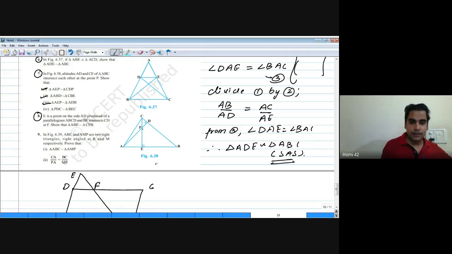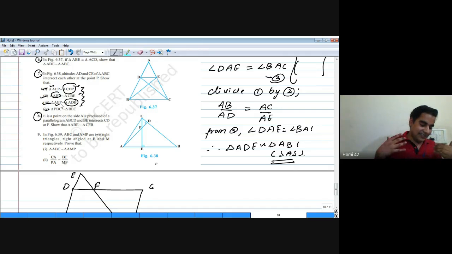PDC is BEC. So this can be proved using first three results. You can see PDC is similar to AEP. AEP is similar to ADB. ADB is similar to CEB. So this will be similar to this. So this last result we can derive using the first three results. So is this problem clear to all of you?